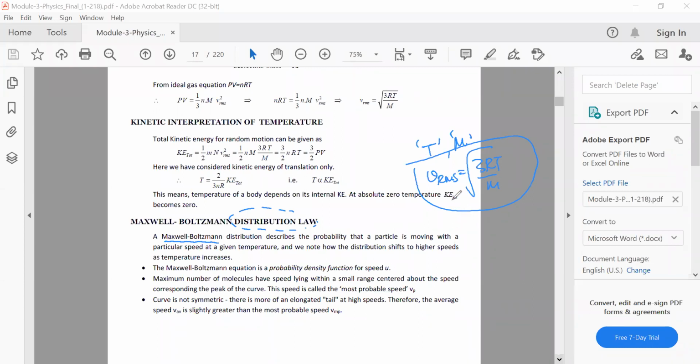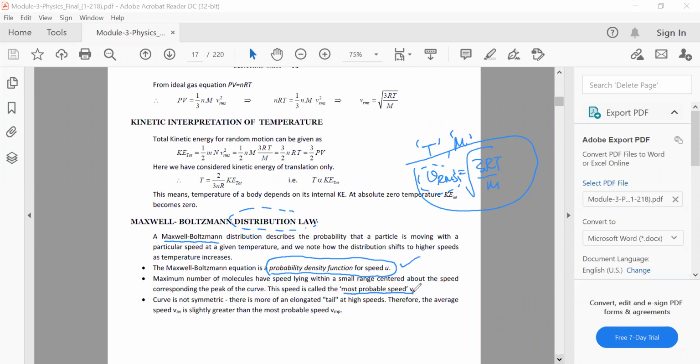What about the actual speeds? Not every molecule will be moving with this speed exactly. So there is a certain probability that certain number of molecules will be moving at double this speed, certain at half this speed, certain speeds which are extremely high, certain which are extremely low, etc. Okay. So that particular probability law is given by the Maxwell-Boltzmann equation, which is called the probability density function for speed u. Next page, I will explain what is the meaning of this probability density function for the speed u. And according to that, the maximum number of molecules having a speed lying within a small range centered about the corresponding peak value, that is called the most probable speed.